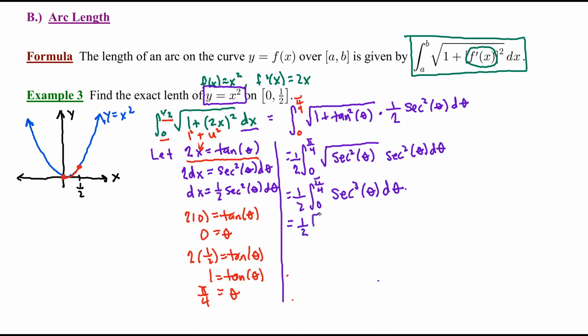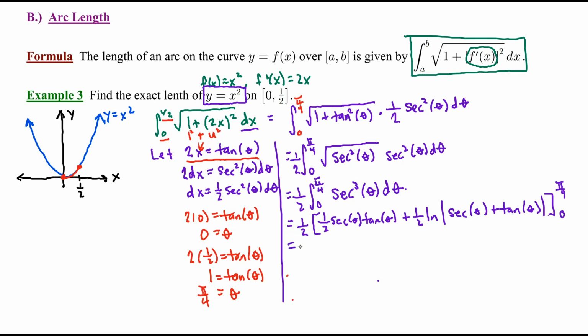If you'll remember, the integral of secant cubed became 1/2 times secant of theta tangent of theta plus 1/2 times the natural log of the absolute value of secant of theta plus tangent of theta. Again, those are results from a previous video. Now, this is a definite integral, so we're going to need to evaluate this from 0 to pi over 4.